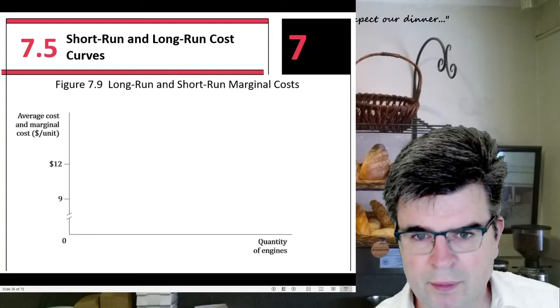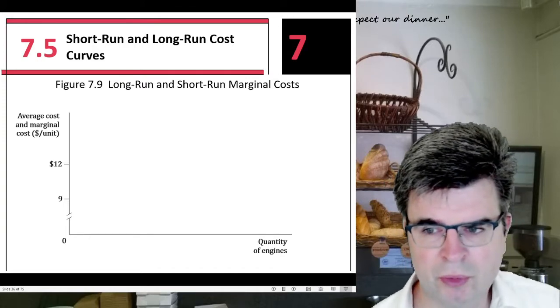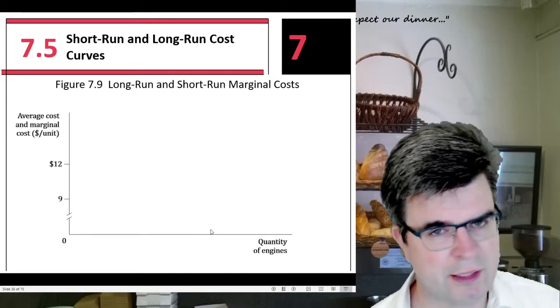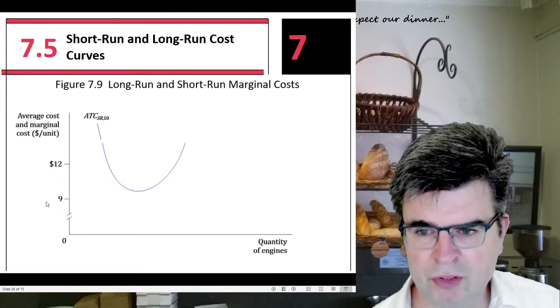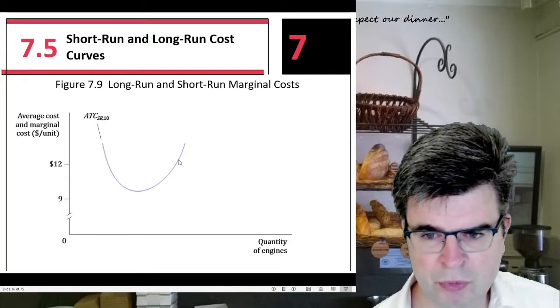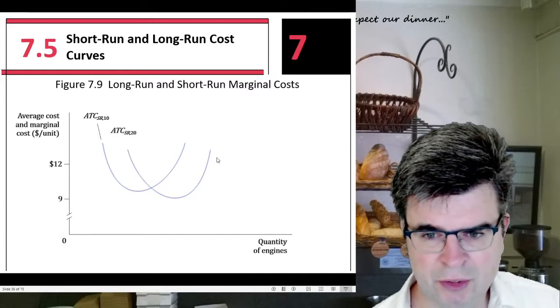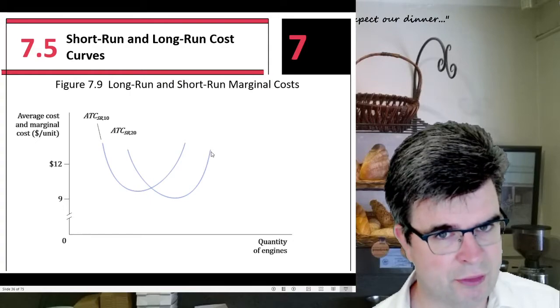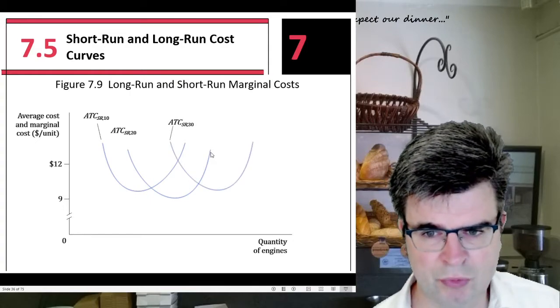Now we can bring this into our picture. So we have the average cost and the marginal cost here on the y-axis. Again, the quantity of engines on the x-axis. So the average total cost, which is optimal for producing 10 engines, is given by this one over here. This again is our average total cost curve. That is when the optimal amount is in place for producing 20 engines and the one for 30 engines.